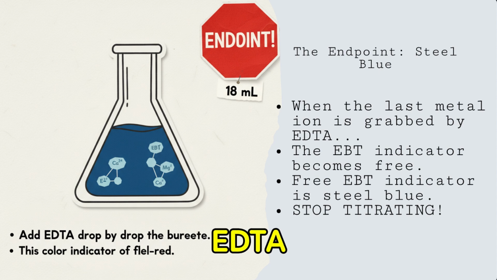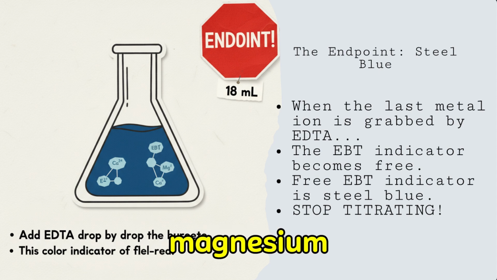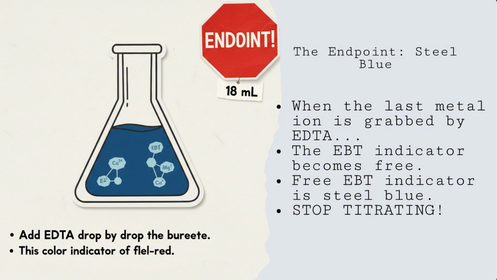Step 5. The end point. You keep adding EDTA until all the calcium and magnesium ions have been grabbed. The very next drop of EDTA will pull the last metal ion away from the last EBT indicator molecule. The moment the indicator is free and alone in the solution, it instantly changes color from wine red to a sharp steel blue. That color change is your endpoint. You stop the titration immediately and note the final reading on the burette. In our problem, this volume was 18 milliliters.